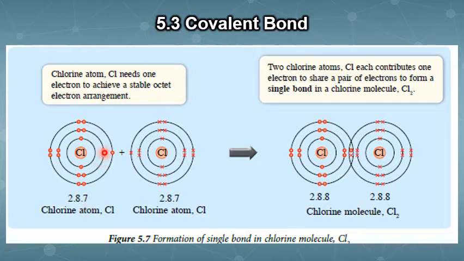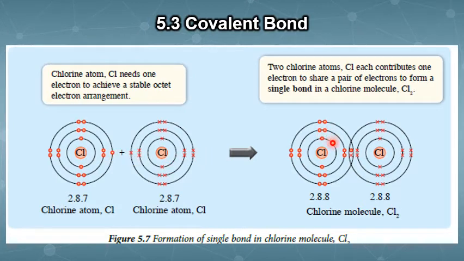So what they do is they share electrons together. They share a pair of electrons. As you can see here, for chlorine, 2 electrons for the first shell, and then 8 electrons on the second shell, and 7 electrons on the third shell. 1, 2, 3, 4, 5, 6, 7. So the other chlorine atom also has the same electron arrangement. So what they do is they share one valence electron each.